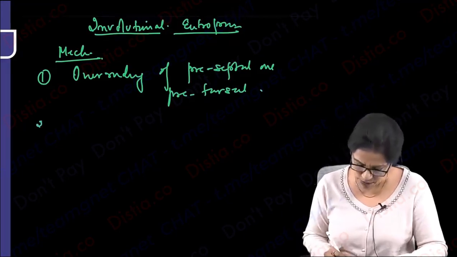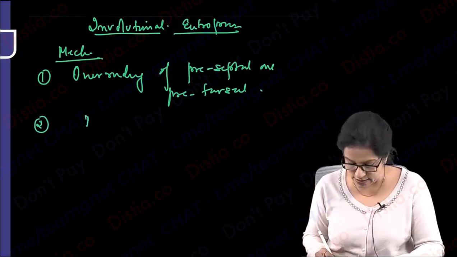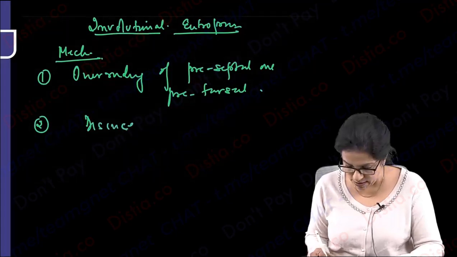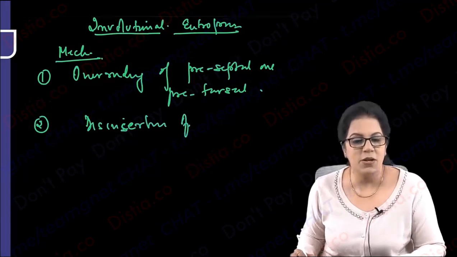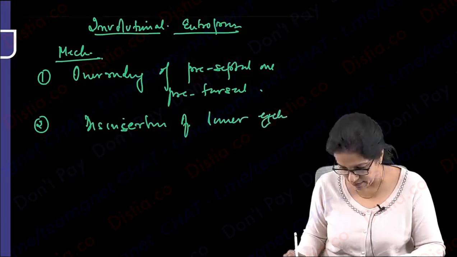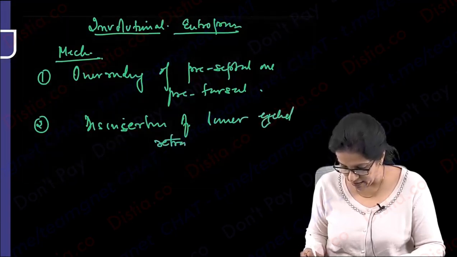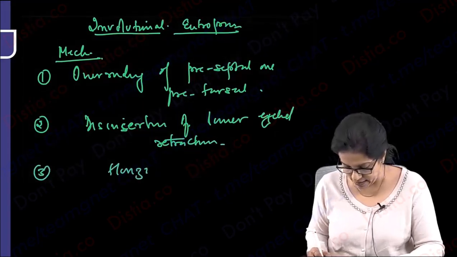So we will first note the mechanism, that will be easy. Second I said was when the retractors are not functioning, that is disinsertion of lower lid retractors. So when there is a disinsertion of the lower lid eyelid retractors, that can be another mechanism why you are getting entropion.